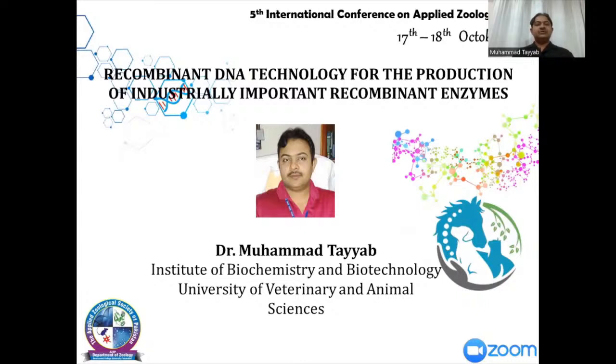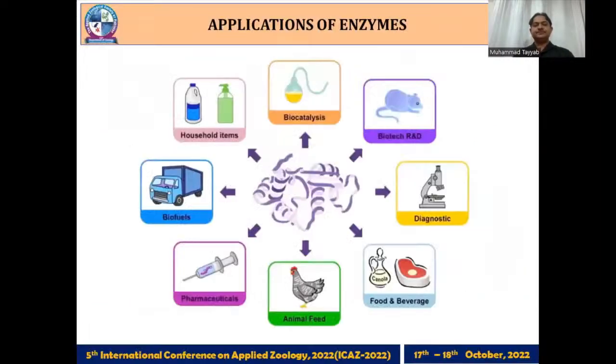So the topic of today's talk is recombinant DNA technology for the production of industrially important recombinant enzymes. I want to divide this topic into two parts. Part one is the enzymes which are important from an industrial point of view. And the second part is recombinant DNA technology. So let's talk about these two portions one by one.